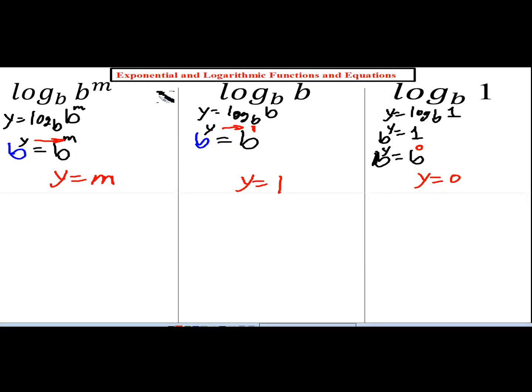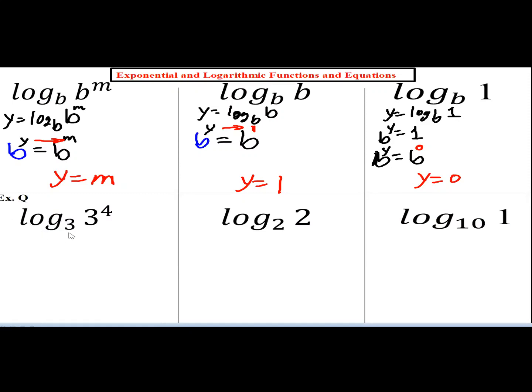All right, so now I gave you these just with variables. Let me give you some with numbers. Copy these down here, example Q. I got log 3 to find the number 3 to the 4th power. Then we got log 2 to find the number 2. And log 10 to find the number 1.